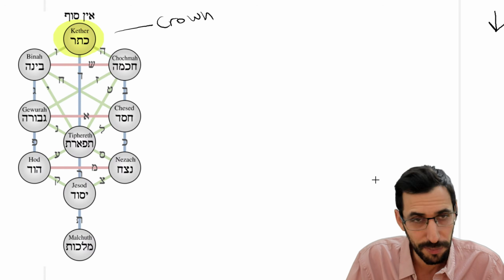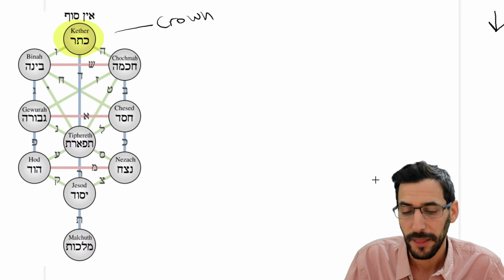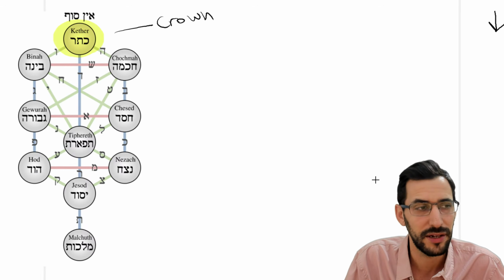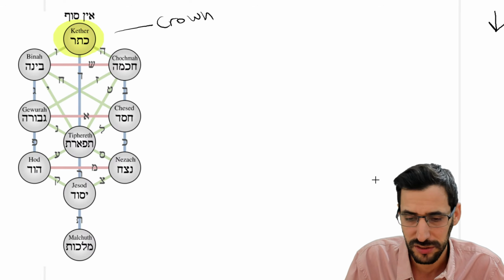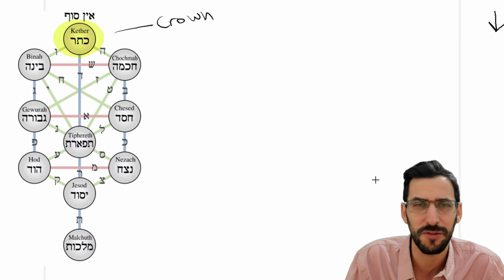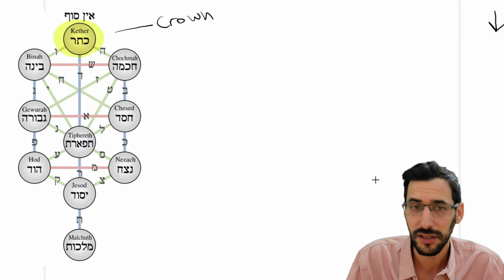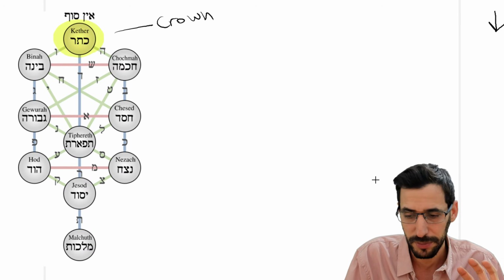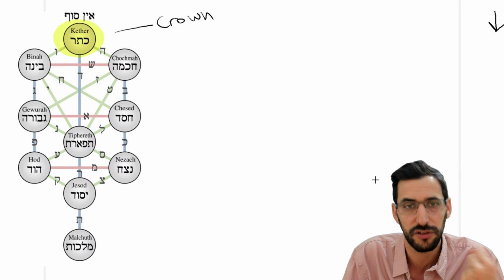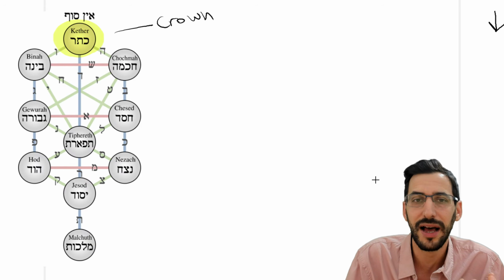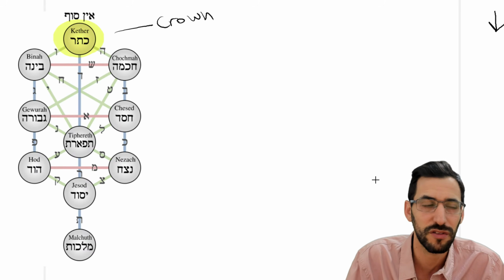Klipot literally means a shell or a peel. It's usually associated with something negative, with something bad. But in fact, even though klipot are the posterior part of the light, meaning they're darkness, they still are a fundamental part of the development of this entire structure.